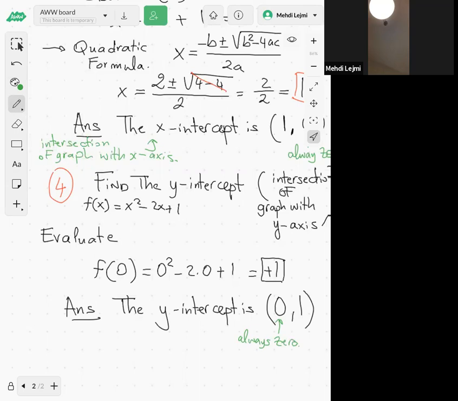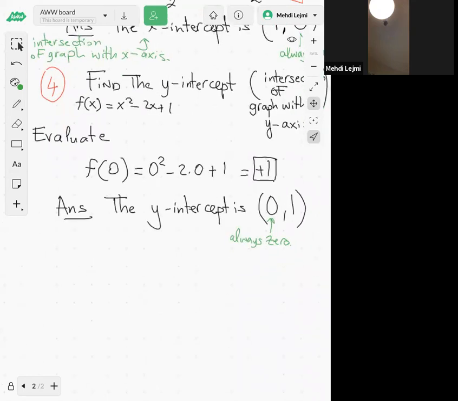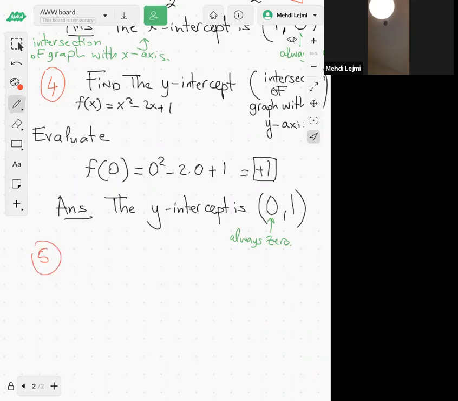So anyway, we're almost done. That's the y-intercept. And finally, just one word about the axis of symmetry. I mean, axis of symmetry, we said it's a vertical line passing through the vertex. So it has just the same equation as the vertex.